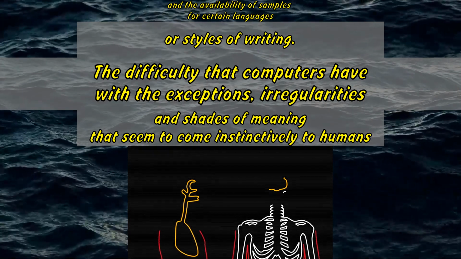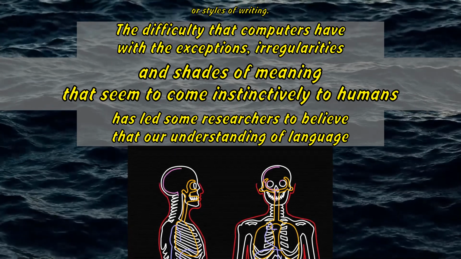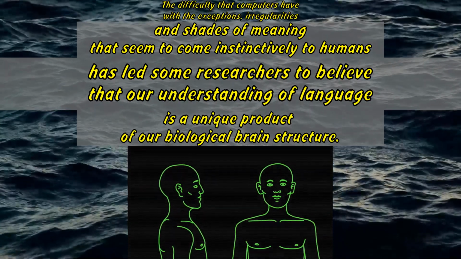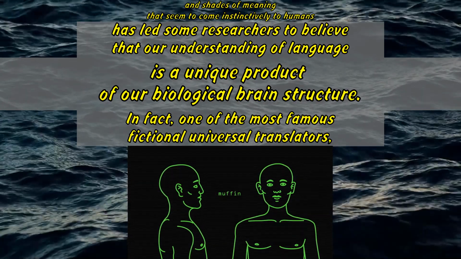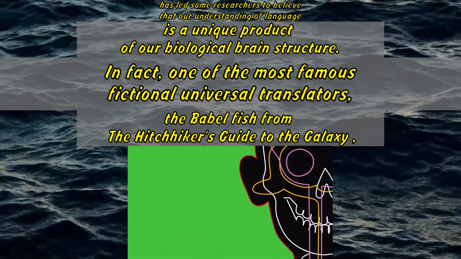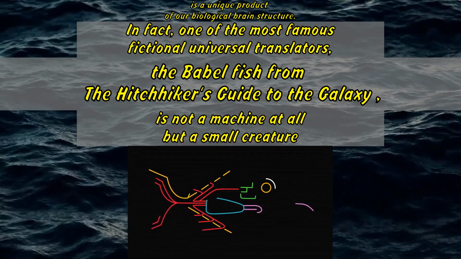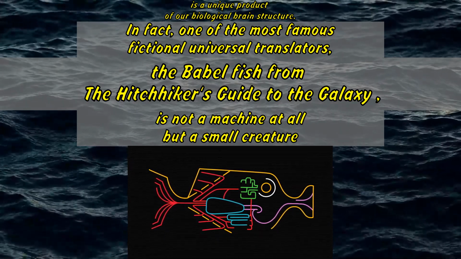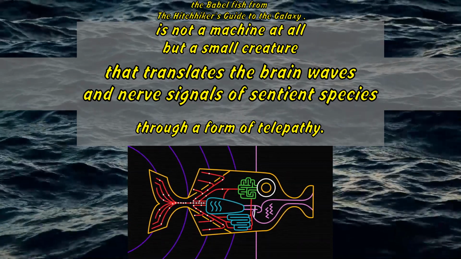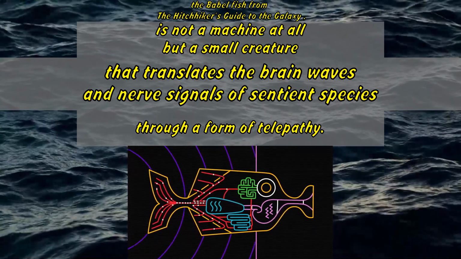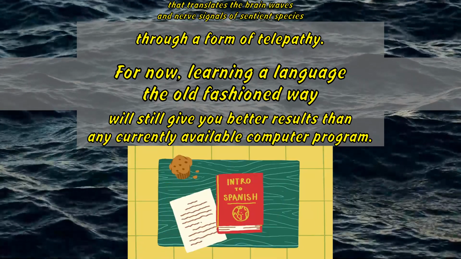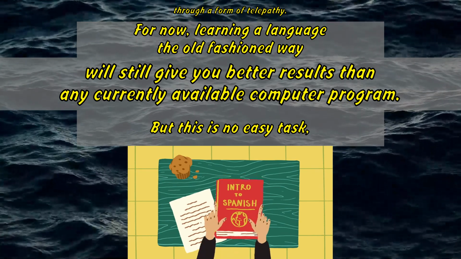The difficulty that computers have with the exceptions, irregularities, and shades of meaning that seem to come instinctively to humans has led some researchers to believe that our understanding of language is a unique product of our biological brain structure. In fact, one of the most famous fictional universal translators, the Babelfish from The Hitchhiker's Guide to the Galaxy, is not a machine at all, but a small creature that translates the brainwaves and nerve signals of sentient species through a form of telepathy.